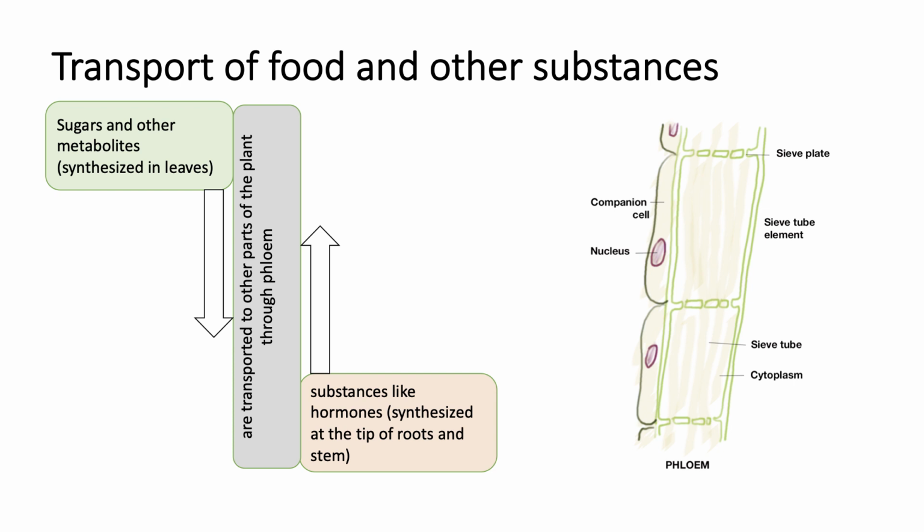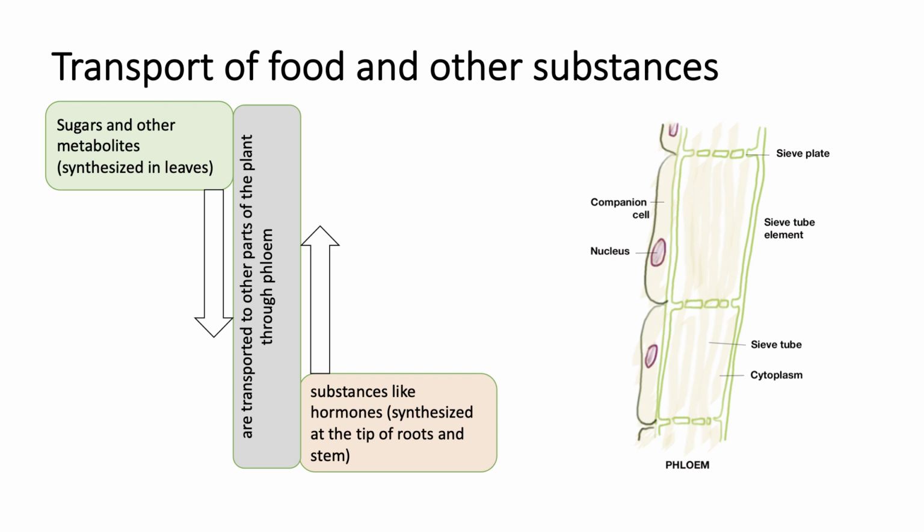Sugars and other metabolites synthesized in leaves, and substances like hormones synthesized at the tip of roots and stem are transported to other parts of the plant through the conducting tissue, phloem. Phloem is a vascular tissue that conducts food from leaves to the area of utilization of food.